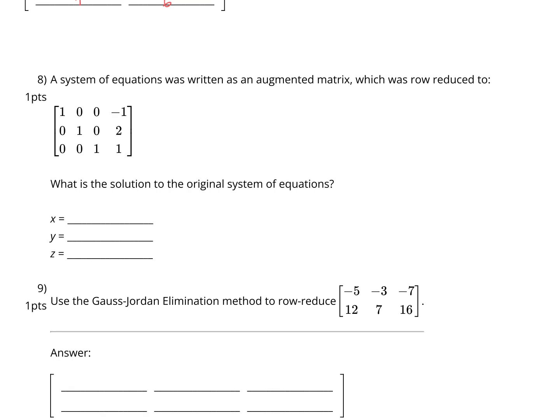Number 8, a system of equations was written as an augmented matrix, which was row reduced to this. What's the solution? So some of these are going to be very straightforward, so don't overthink them. Remember that each column represents a variable, and then this last column is your answer. So for the one on the top row, this means x equals -1. If there's a 1 in the second column, that means y equals 2. And the one in the third column means z equals 1. So those are your answers. X is -1, y is 2, and z is 1.